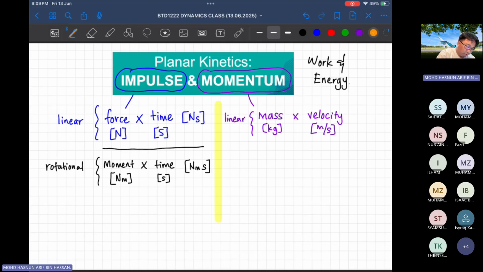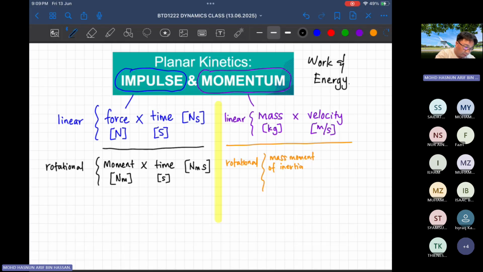So for rotational motion, what do we have? If linear we have mass, then what do we have for rotational motion? What is the sibling of mass? If linear is mass, then rotational, it's going to be mass moment of inertia, which is Ig. We have calculated Ig a few times in the class. Mass moment of inertia.